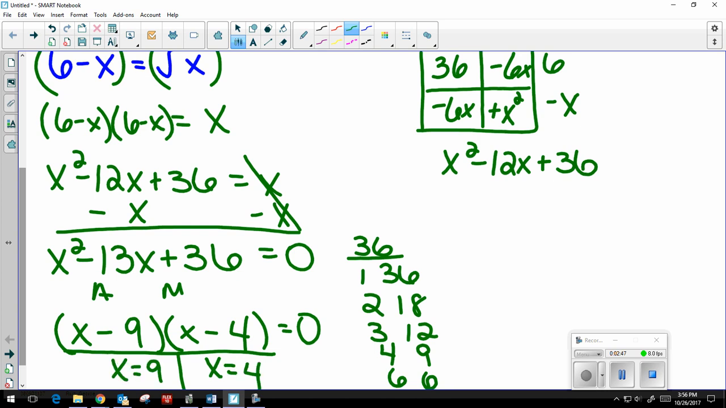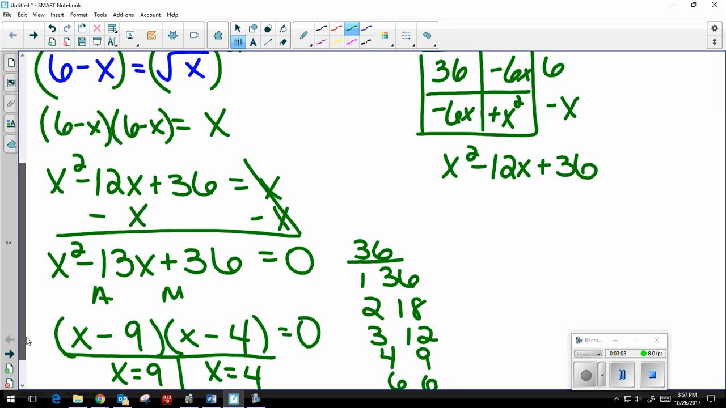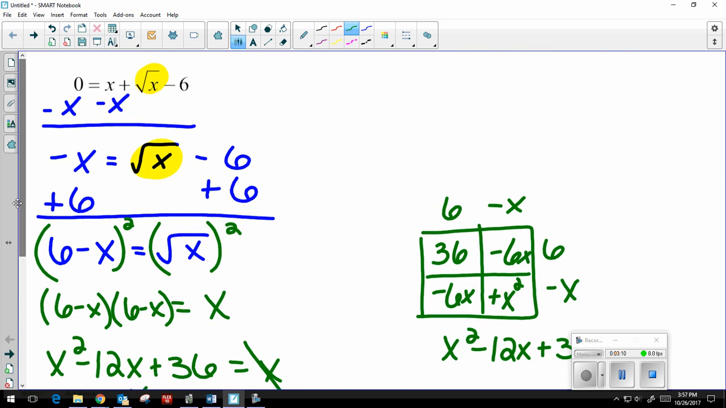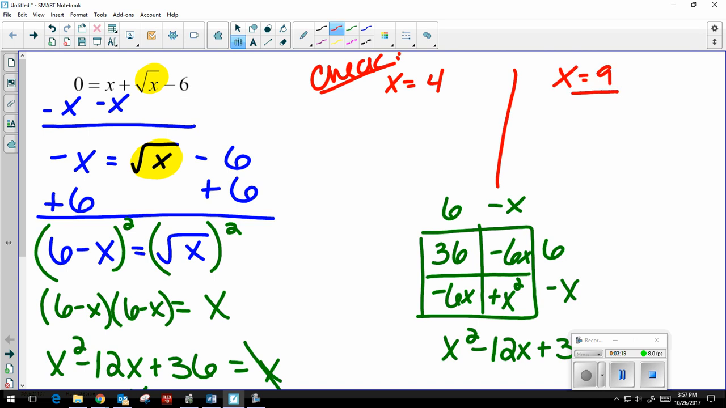But remember, you always want to check your answers. So you have a couple of ways to check your answers. You can plug back into the original equation, or you can use your calculator and look for the points of intersection, or look on the table for when the y values are the same. So in this case, I'm going to use the plugging in method. So if I go back up top, I have to check two different things. So I'm going to check x equals 4, and I'm going to check x equals 9.